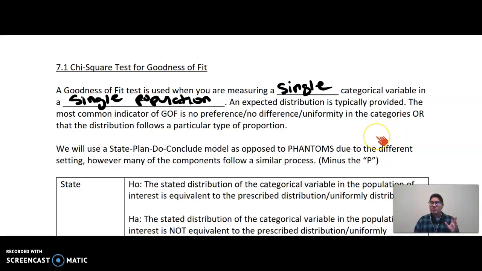Now, because we're not estimating a single parameter, we're just testing multiple claims at once, we're going to use a State, Plan, Do, Conclude model, which most AP Stats teachers already use.